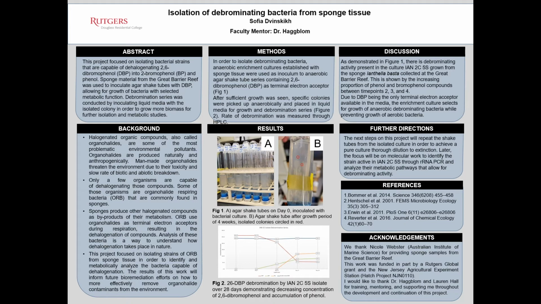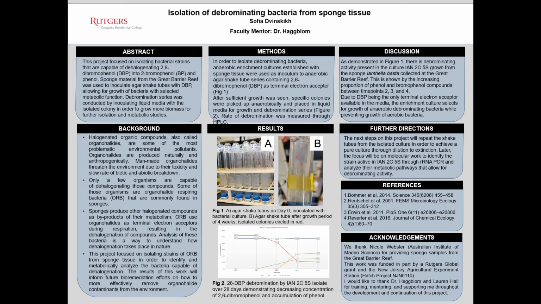Halogenated organic compounds, also called organohalides, are some of the most problematic environmental pollutants. Organohalides are produced naturally and anthropogenically. Man-made organohalides threaten the environment due to their toxicity and slow rate of biotic and abiotic breakdown.